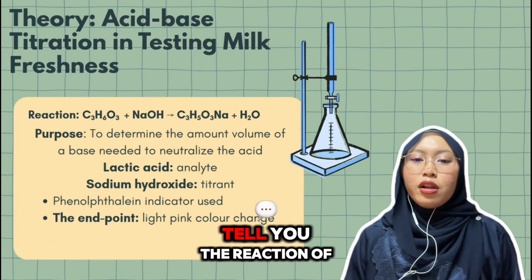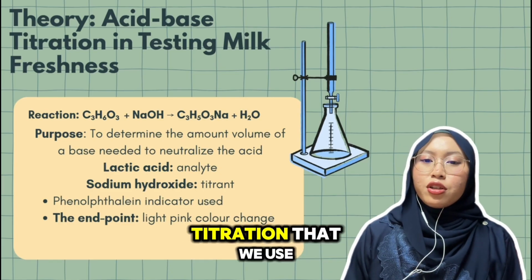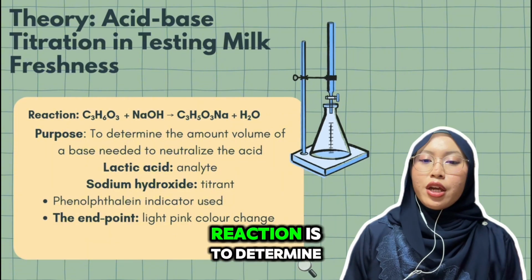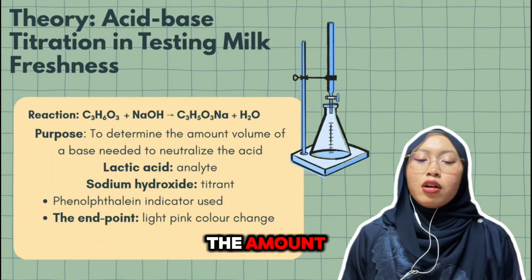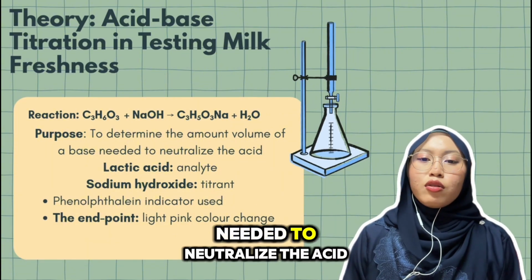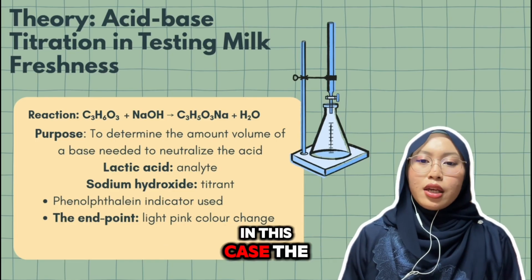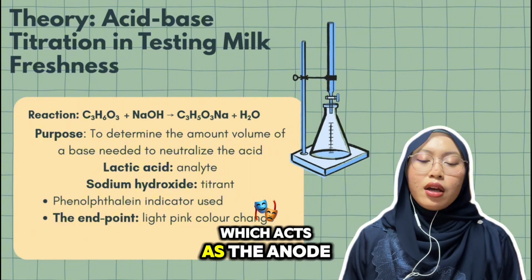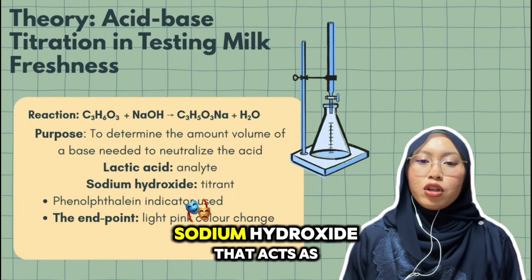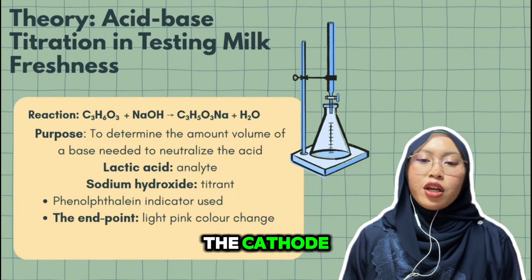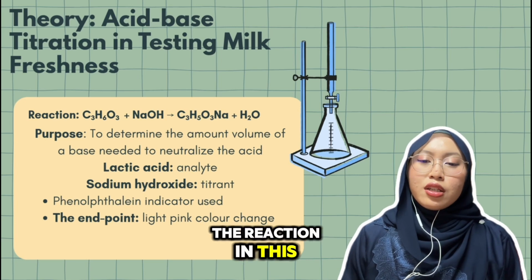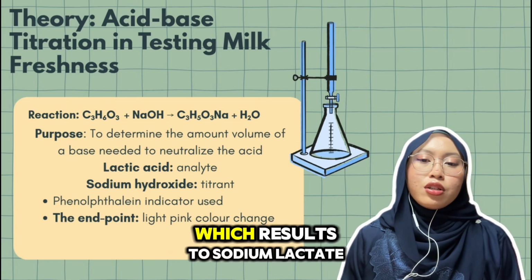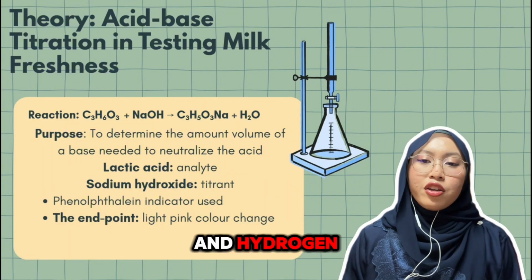This time, I will tell you the reaction of acid-base titration that we use in testing milk freshness. The purpose of this reaction is to determine the volume of a base needed to neutralize the acid. In this case, the acid in this reaction is lactic acid, which acts as the analyte, while the base is sodium hydroxide that acts as the titrant. The reaction in this test is lactic acid reacting with sodium hydroxide, which results in sodium lactate and water.